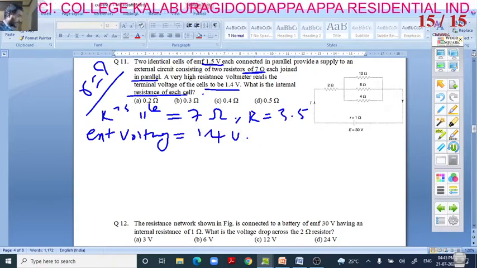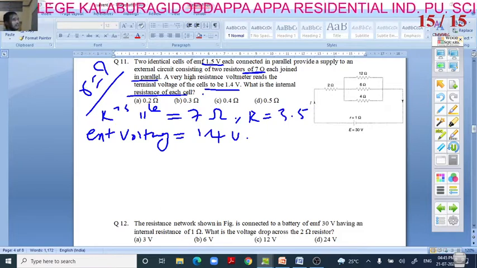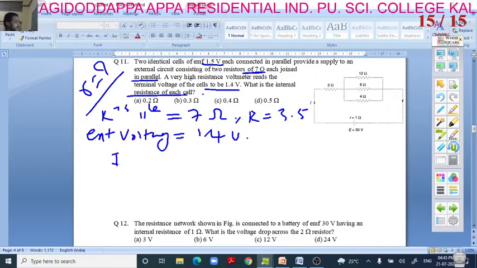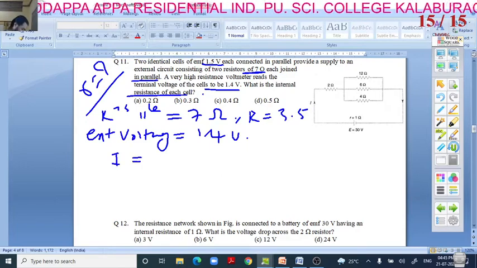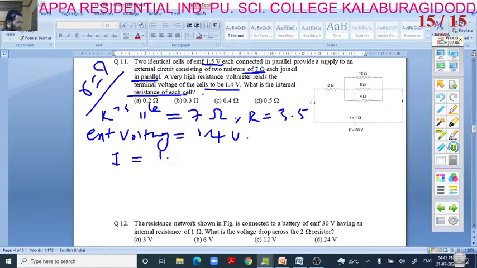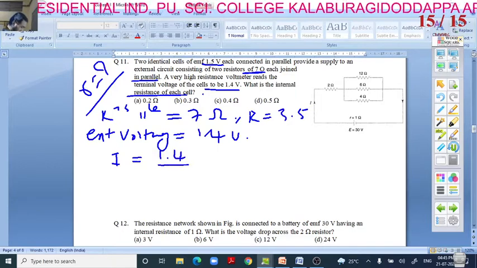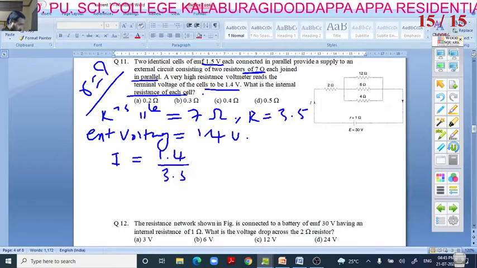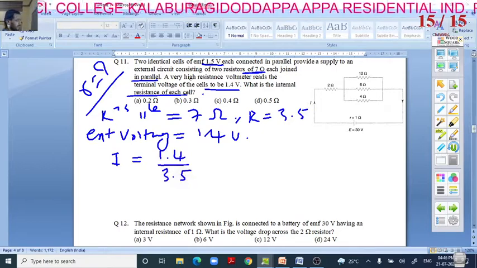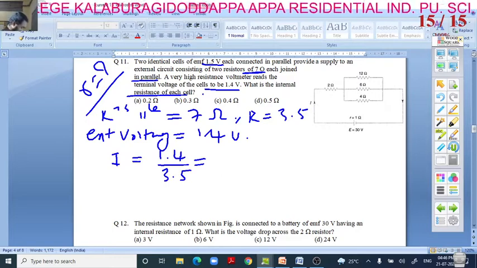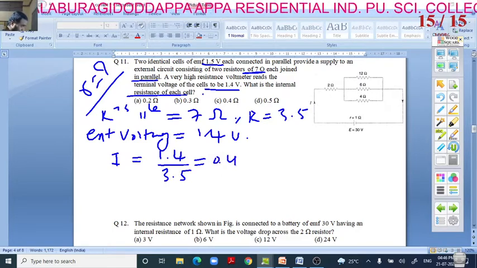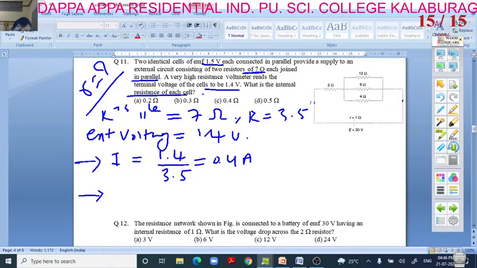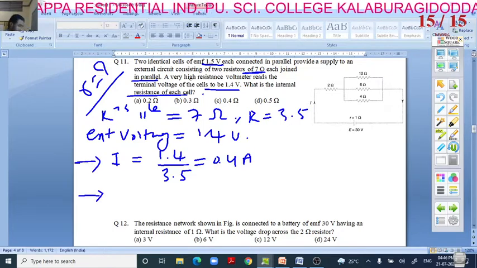Okay, now current in the circuit. This is the data. Now current in the circuit, let us see. Current in the circuit I is equal to 1.4 volt divided by resistance. How much it is? Resistance is 3.5, right? That is equal to 0.4 ampere. This is current in the circuit. Now current through each cell.